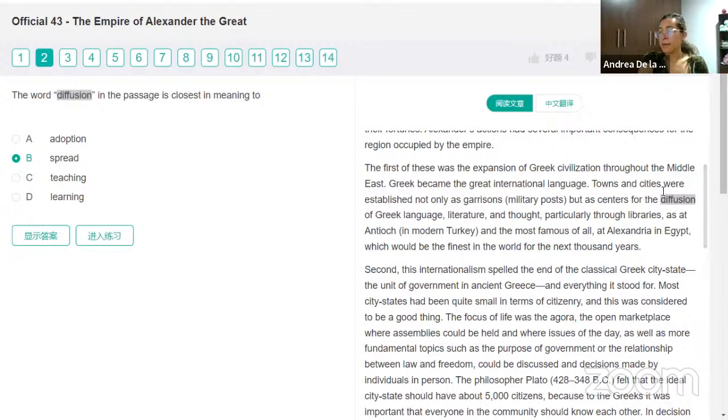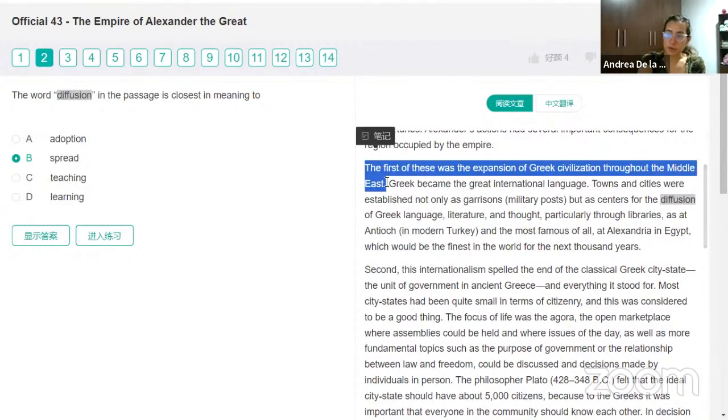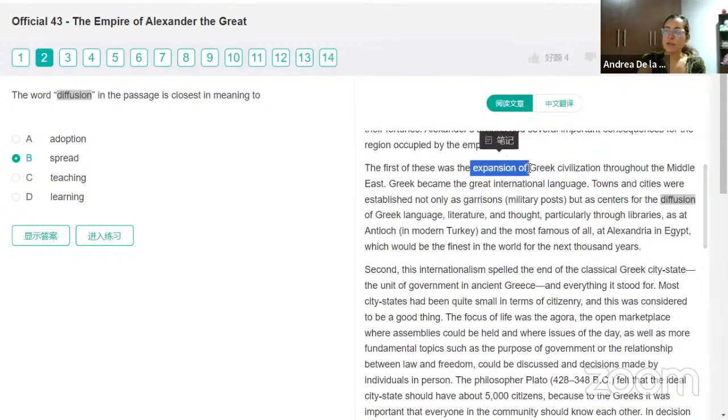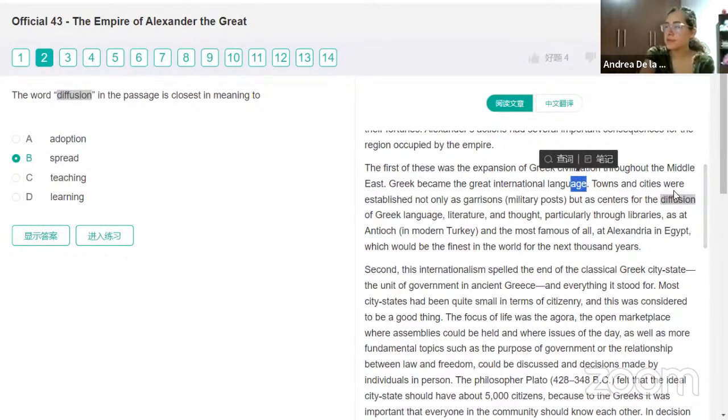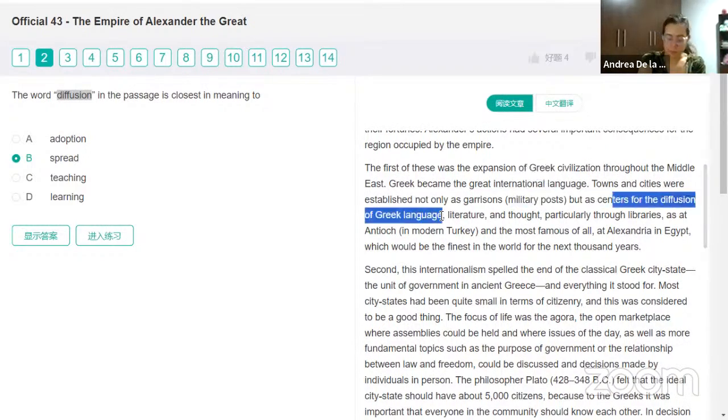Si no conocieras la palabra, tendrías que buscar por pistas, ¿no? Pues, por ejemplo, para buscar por pistas, lo importante siempre es ver el contexto de la idea principal del párrafo. Usualmente se encuentra en la primera oración. Dice, the first of these was the expansion of Greek civilization. Entonces, la expansión de la civilización griega es la primera idea. Y ahora te preguntas, ¿qué hace esta palabra acá? Entonces dice, Greek became the great international language, but as towns and cities were established not only as garrisons, as military posts, but as centers for the diffusion of Greek language.